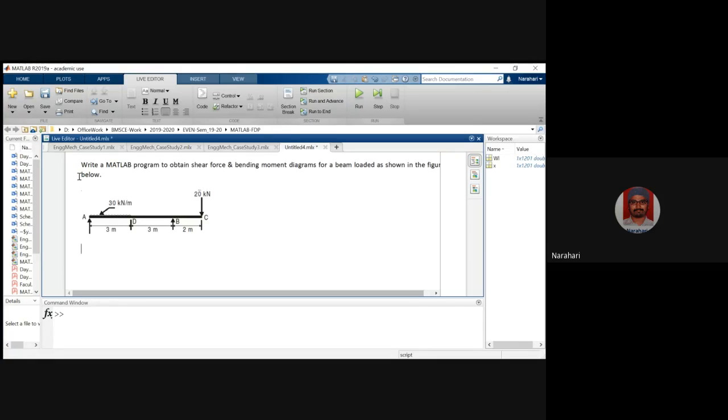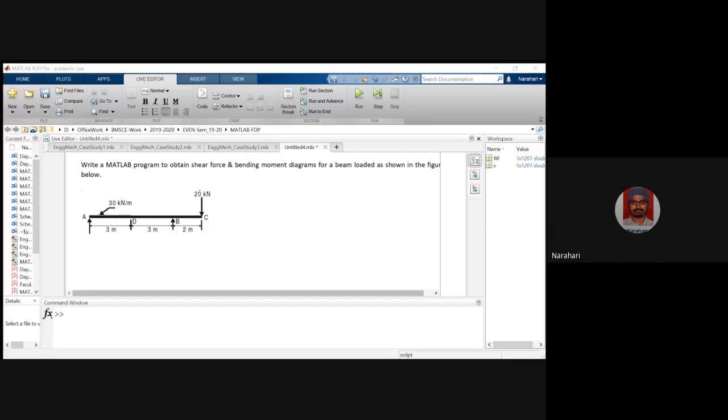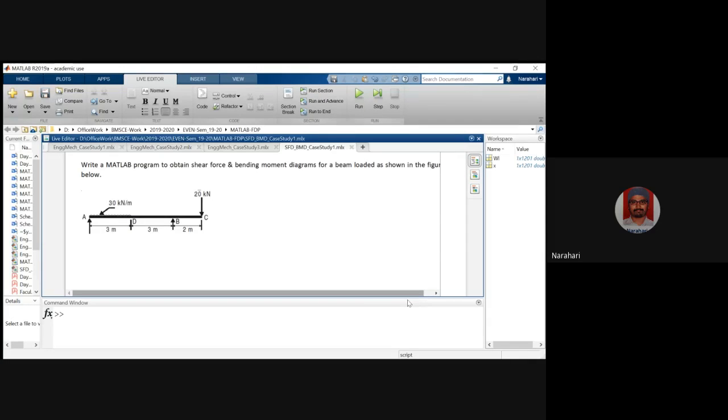So this is the beam for you. Let me save this one as SFD. Now, if we were to write the static equilibrium equations for this one, what will they be?